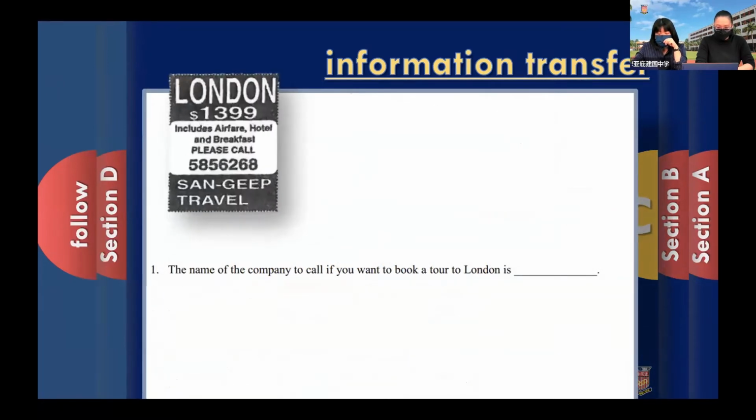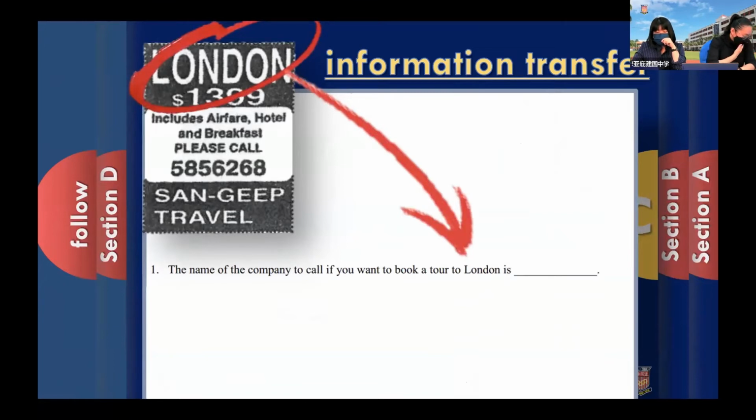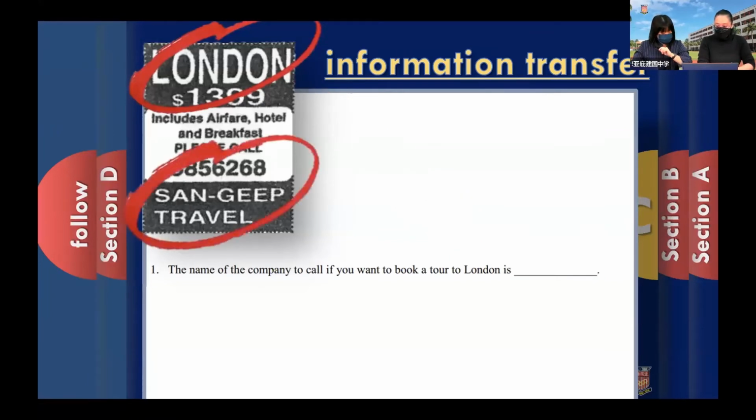The name of the company. And then what's the main thing here? Is it Thailand? What's the number 1? Okay, the keyword here is London, not Thailand, not Phuket. It's London. So the name of the company to call if you want to book a tour to London is, okay, so definitely Sun Jeep Travel. Okay, Sun Jeep Travel.